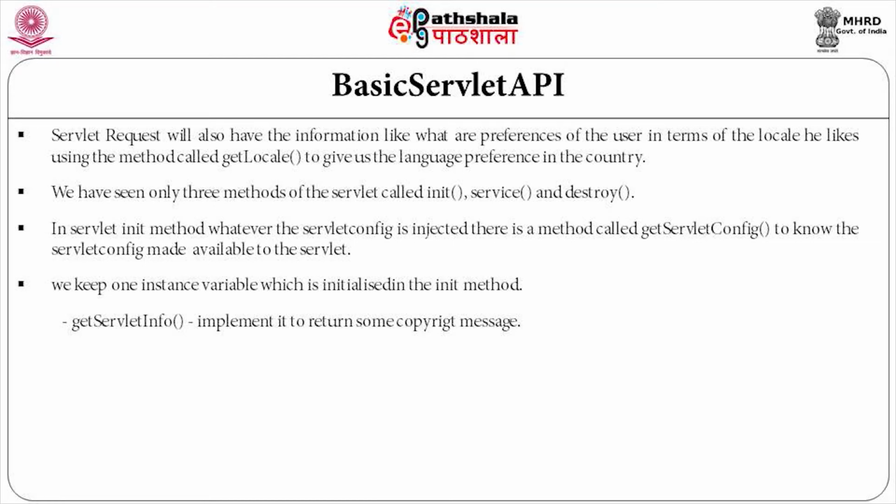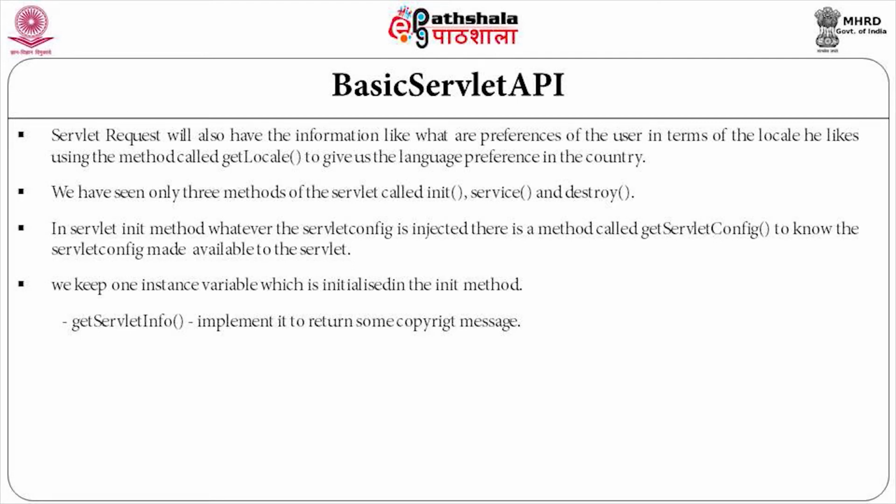An important thing here: when we saw the servlet lifecycle, we have only seen 3 methods of servlet. We have seen the method called init. What does init do? It injects a servlet config object, but one thing which is supposed to be done by a servlet, and servlet is an interface here, is that whatever servlet config object is injected in the init method must be made available if anyone wants to know what was the servlet config which was given to this servlet object.